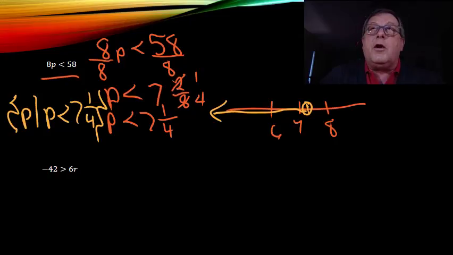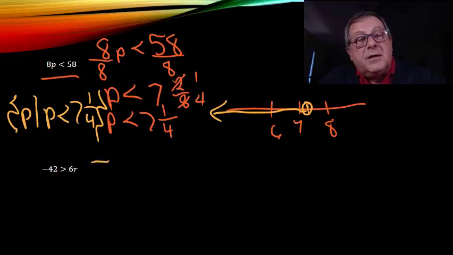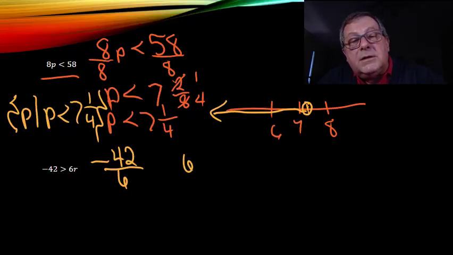Well, I'm going to start off just like it shows me. So if I've got negative 42 is greater than 6 times r, and I want to isolate the r, here I'm multiplying 6 times r. It means I've got to do the inverse. So I'm going to divide both sides of the equation by 6. And over here I've got 6r divided by 6.